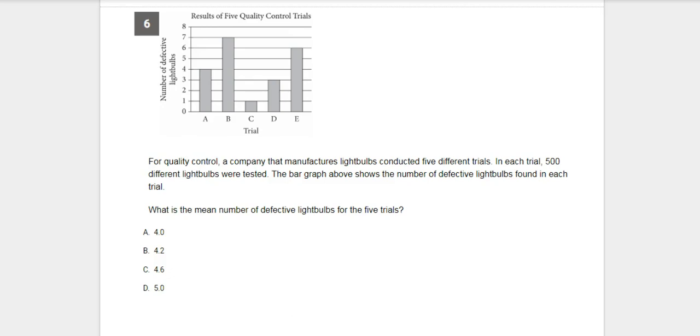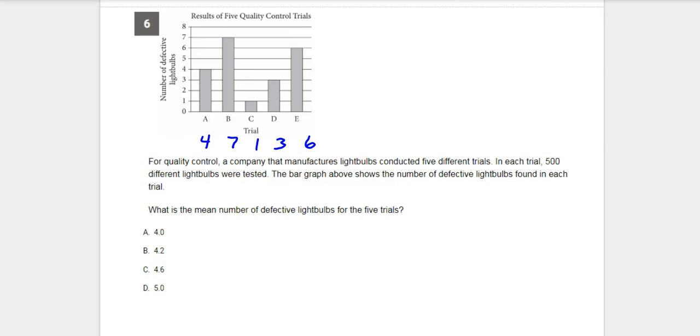Number 6, you'll find this chart on the same questions for 6, 7, and 8 because all 3 questions operate off the same information. So let's jump into this first one. It says, for quality control, a company that manufactures light bulbs conducted 5 different trials. In every trial, there were 500 light bulbs tested. And then the bar graph shows how many were defective. So in this first trial, we had 4 defective bulbs, 7 defective, 1 defective, 3 defective, and 6 defective.